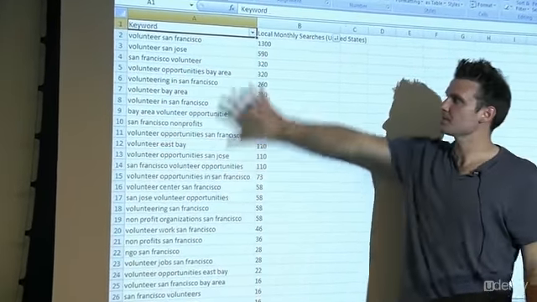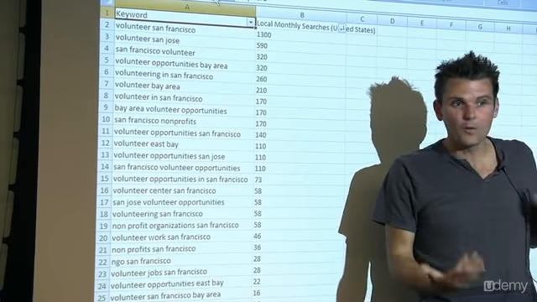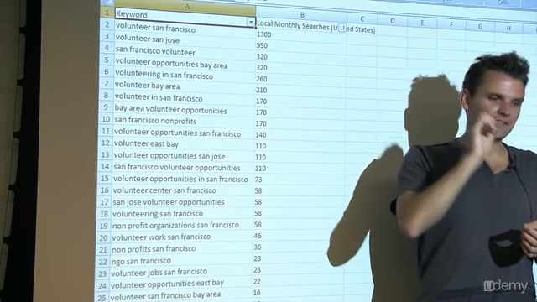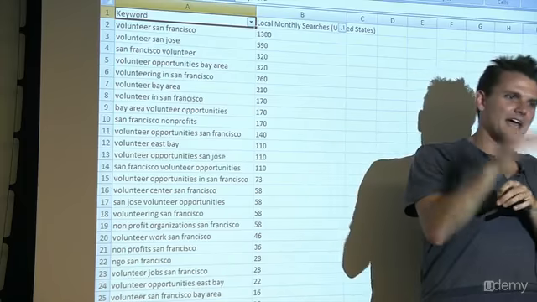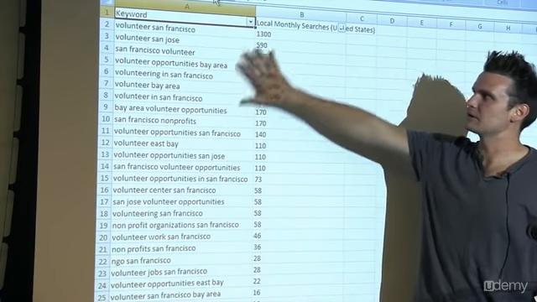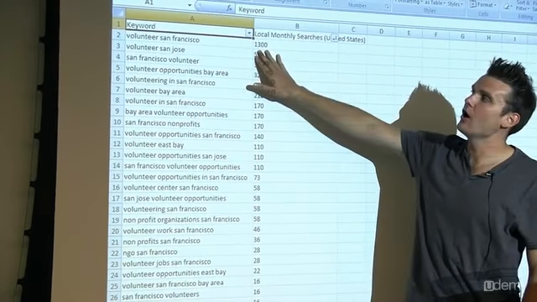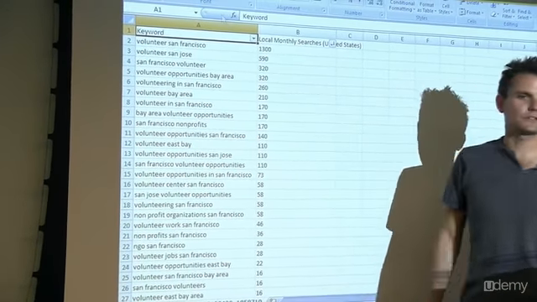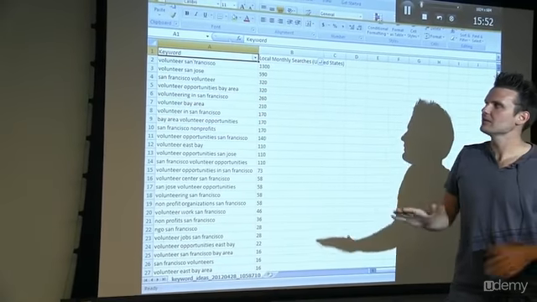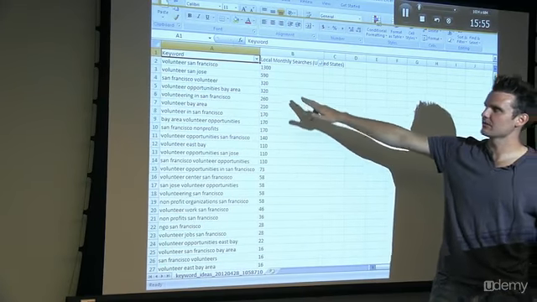Then you have to consider the data is not really always that accurate. So it's like you have an estimate on top of an estimate on top of an estimate on top of an estimate, which can often make this just wildly inaccurate. So rather than saying, oh, volunteer San Francisco is searched 1,300 times a month, I don't look at it that way. I like to look at it as a relative indicator.